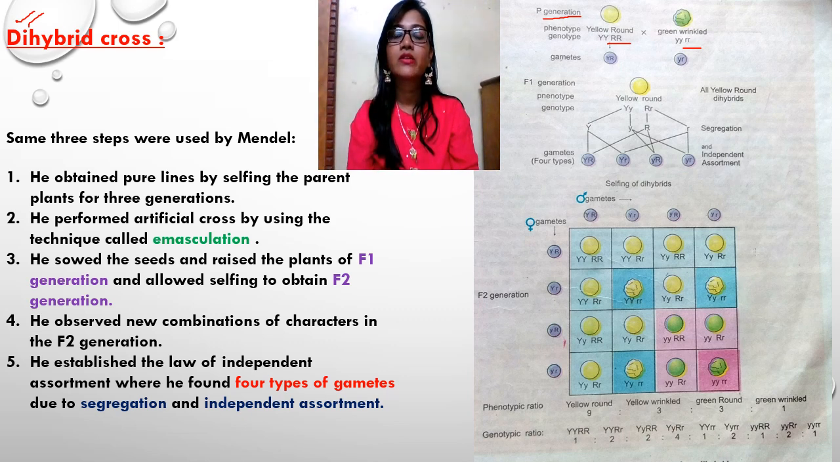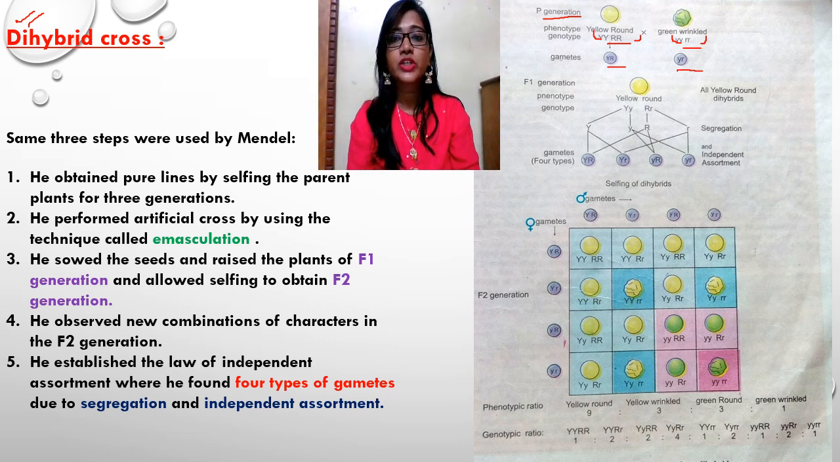Capital Y stands for the yellow color, and capital R stands for the round shape. Small y, its recessive character, represents the green color. Small r carries the information for the wrinkled type of seed. So the gametes formed by this yellow round plant are all the same, capital Y, capital R, and in the second, small y and small r.